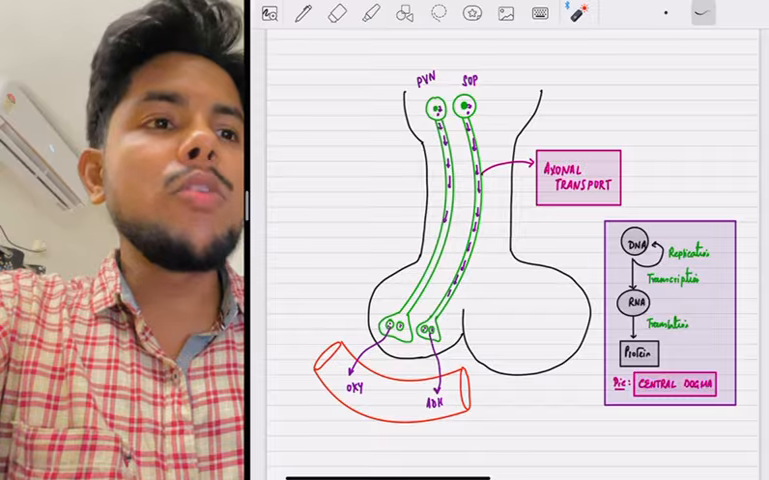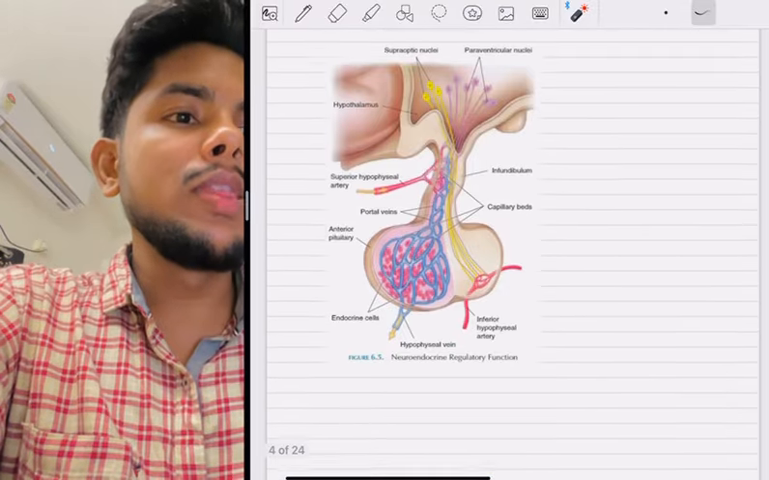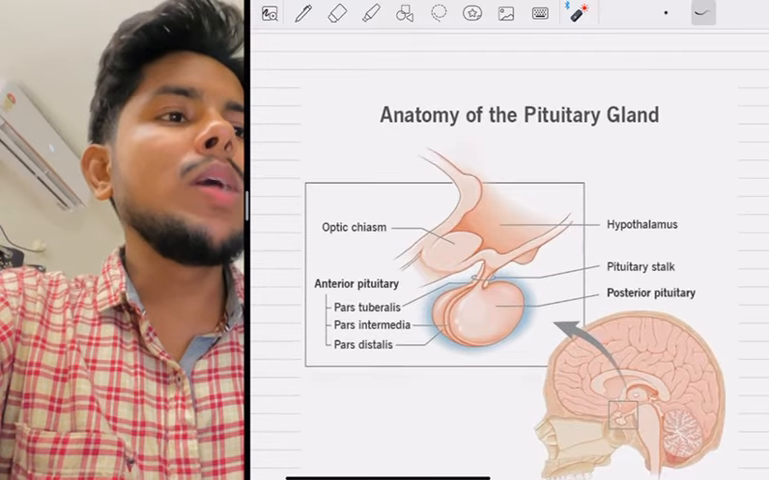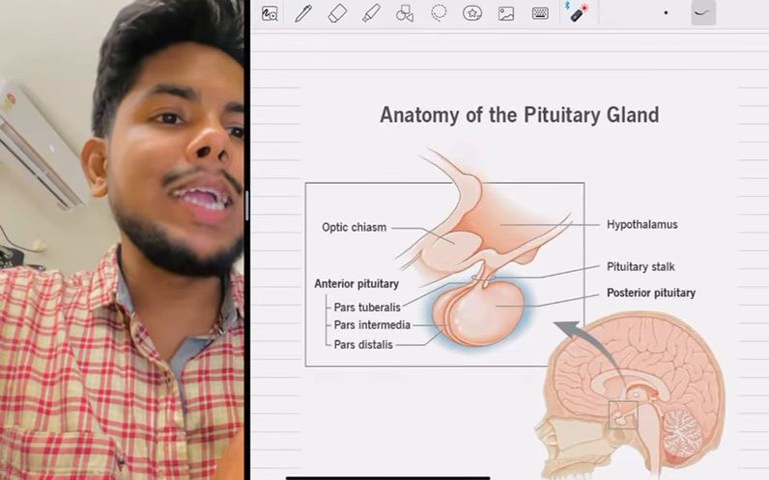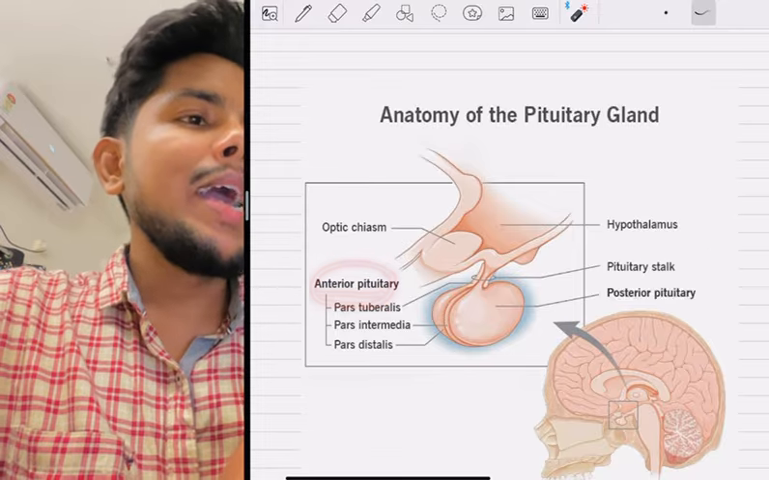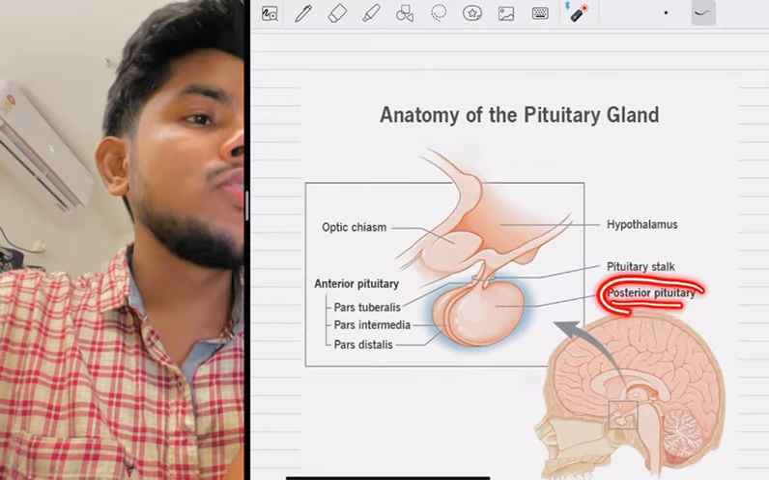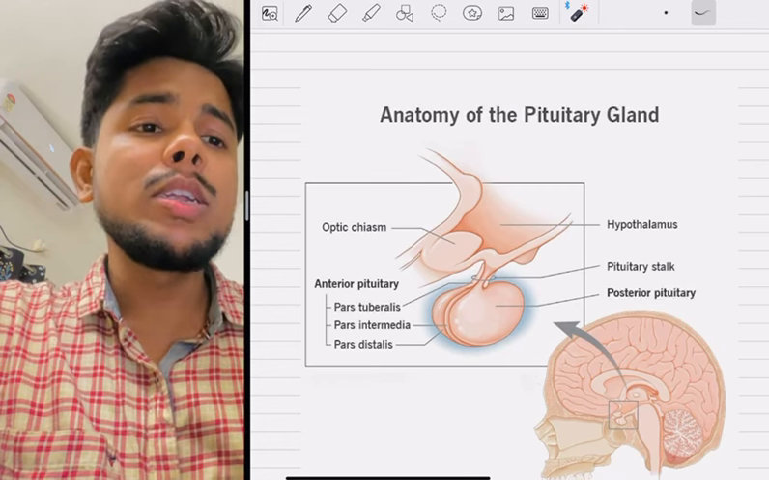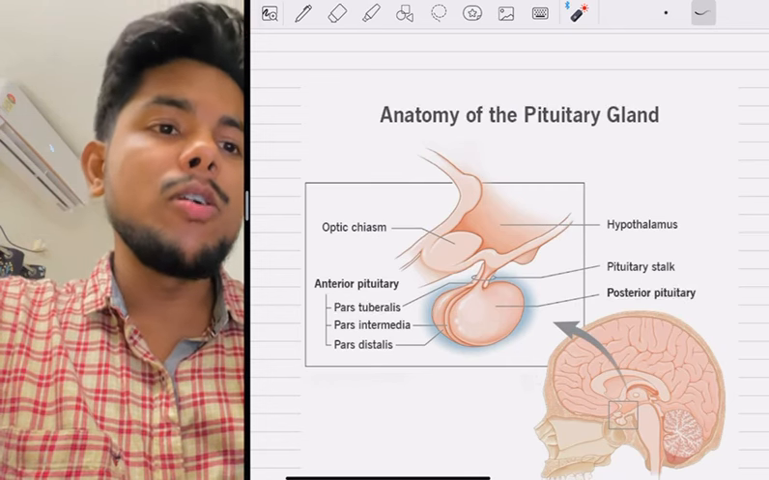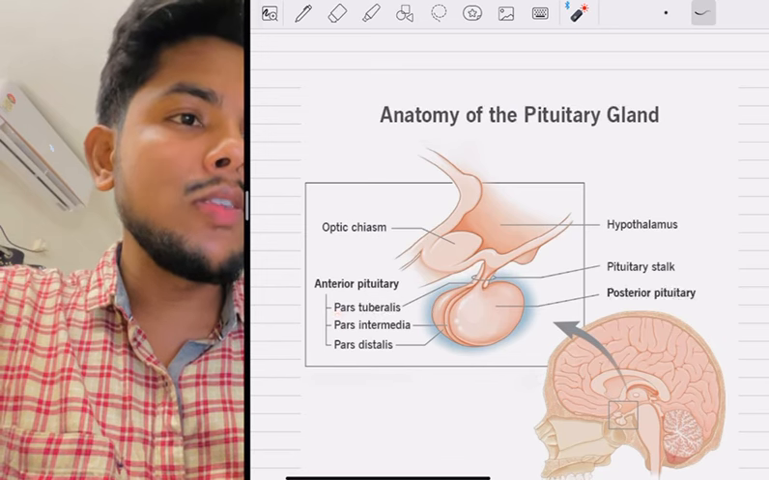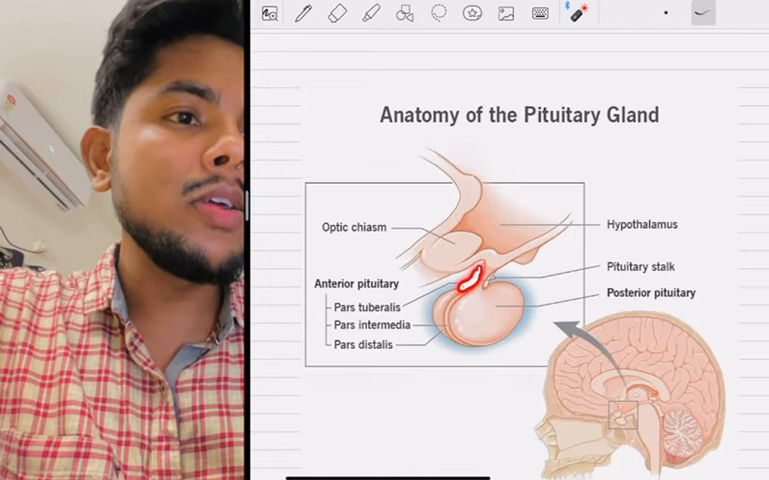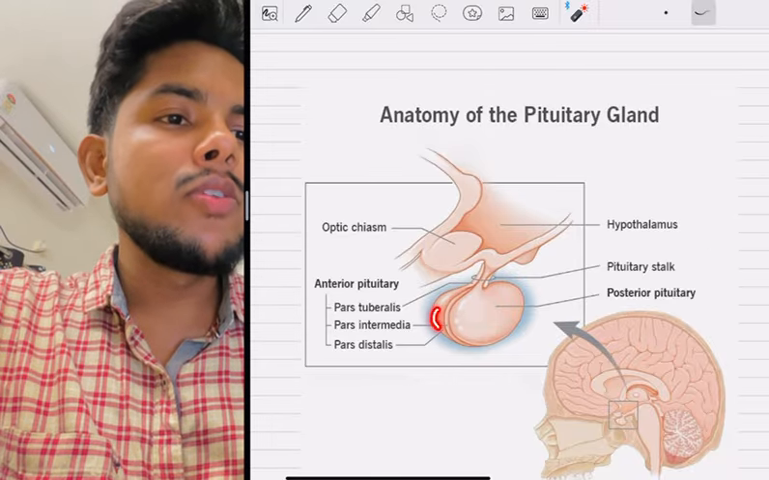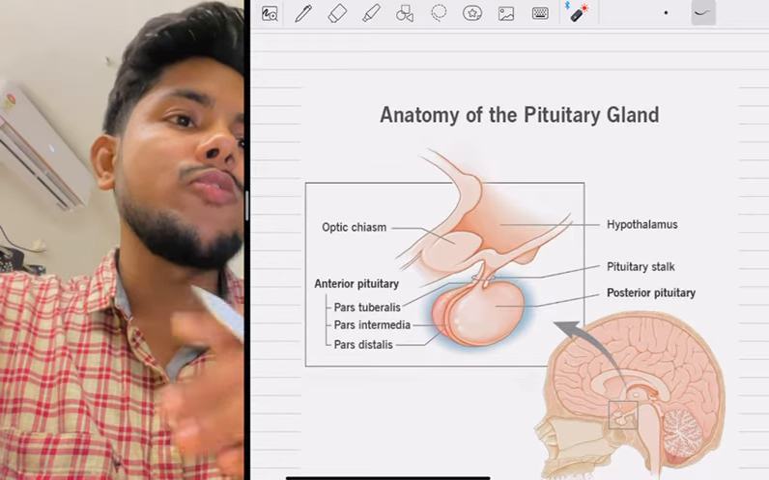Now, if I talk about the anatomy of the pituitary gland, let's come to this. We have essentially two parts. We have the anterior pituitary gland over here, and we have the posterior pituitary gland over here. Now, the anterior pituitary gland has three important subparts or portions. We have the pars tuberalis, so this part is the pars tuberalis right over here. Then it has the pars intermedia over here, and then you have the pars distalis. This part is the pars distalis over here.